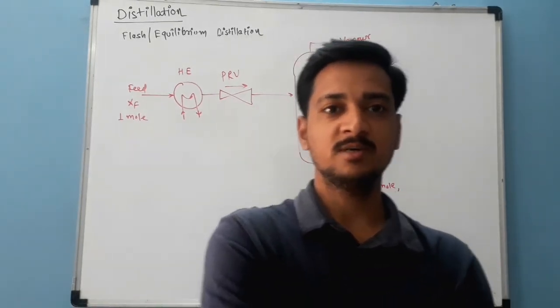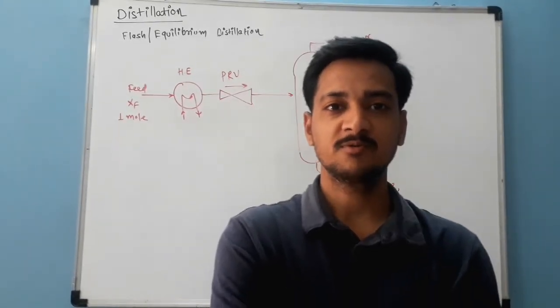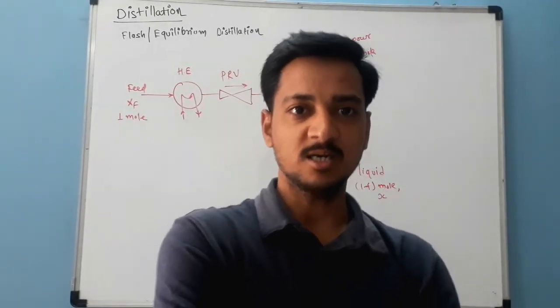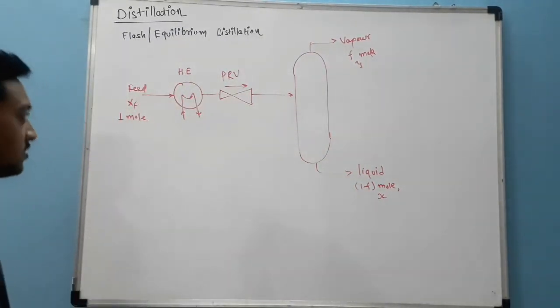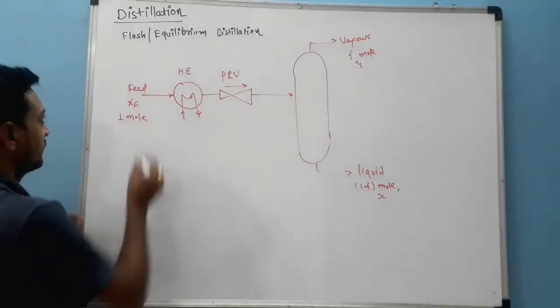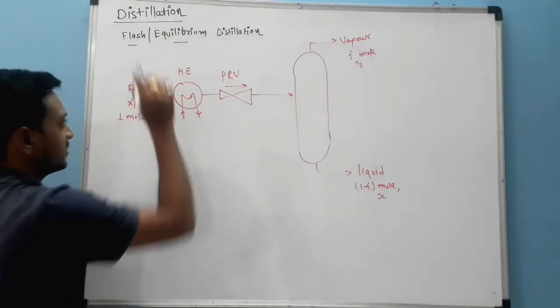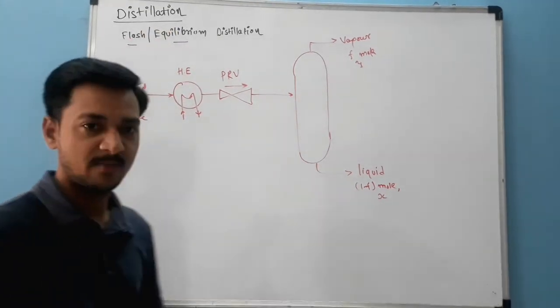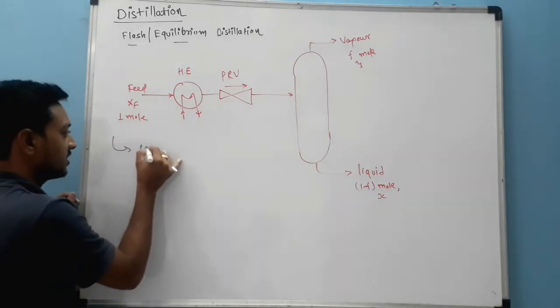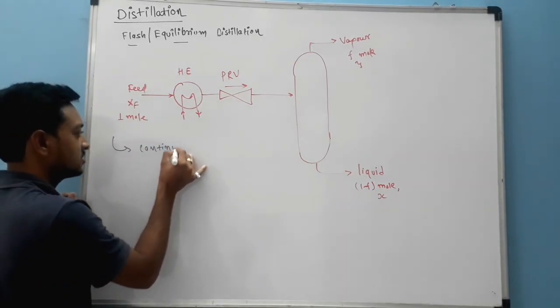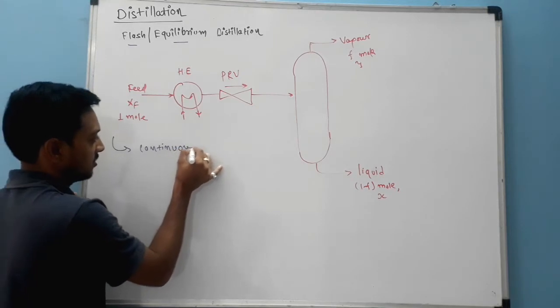Last lecture we discussed differential or simple distillation. Today we are going to discuss flash or equilibrium distillation. Flash or equilibrium distillation is the simplest method. First point, it is used in a continuous manner.